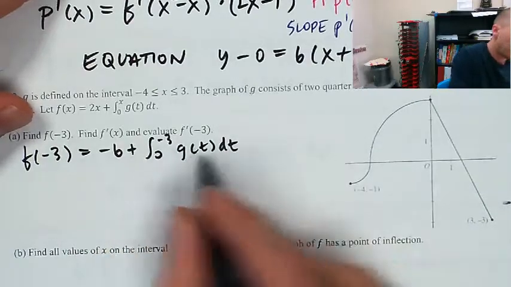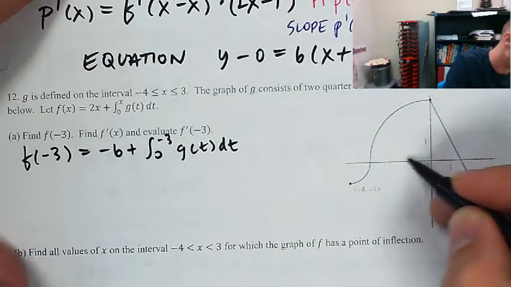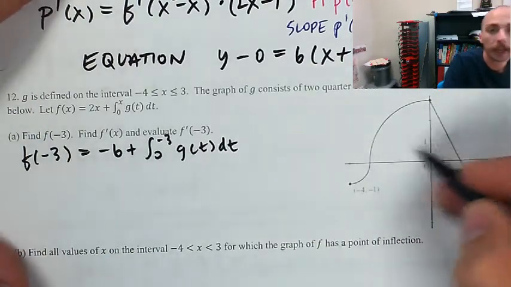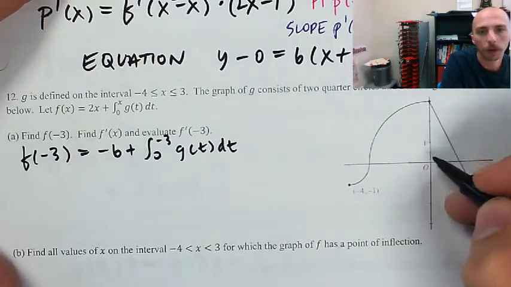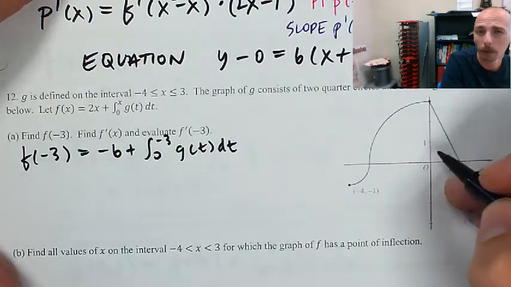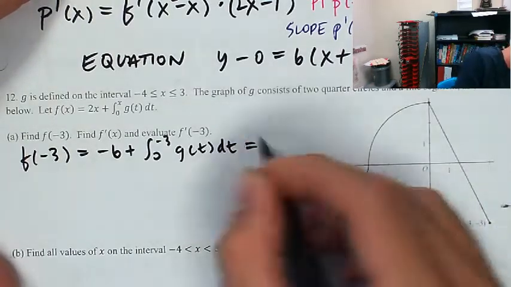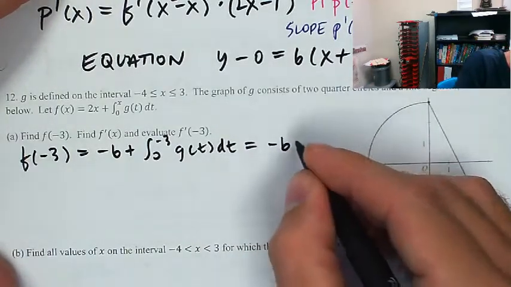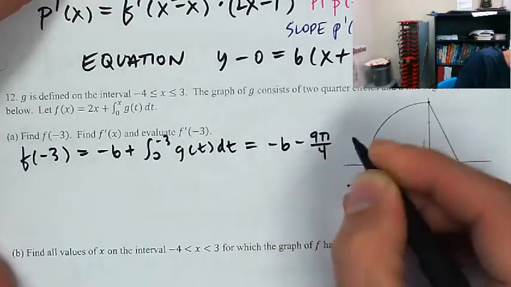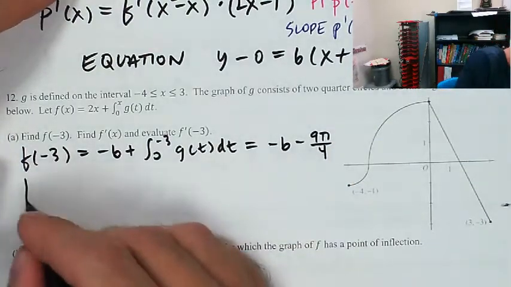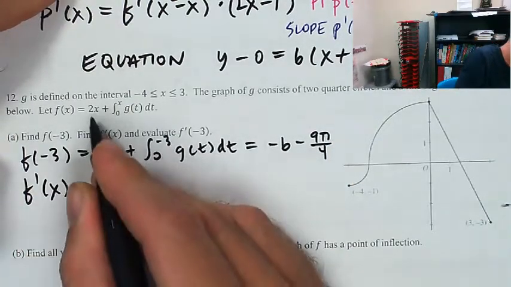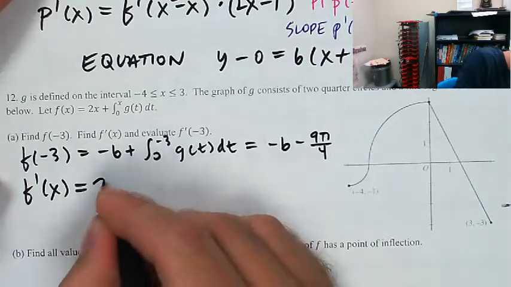And this is a backwards integral, so it's going to end up being the negative of what I would get normally if I did geometry. This is a quarter of pi r squared, where r is 3, so 9 pi over 4. But it's negative because I'm going from 0 to negative 3, so I'll have negative 6 minus 9 pi over 4. Okay, f prime of x is equal to, I've got to take the derivative of this thing, that's 2.